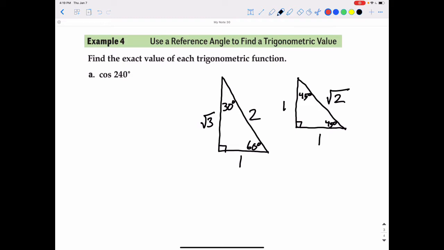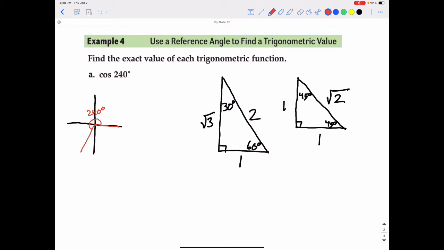Example 4 says find the exact value of each trig function. It's the cosine of 240 degrees. So let's draw out a 240-degree angle to find the reference angle for that. 240 degrees would be 90, 180, and I'd need to go 60 degrees past 180 to get to 240. So that is a 240-degree angle.